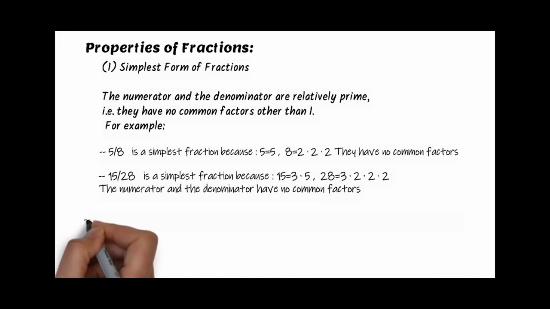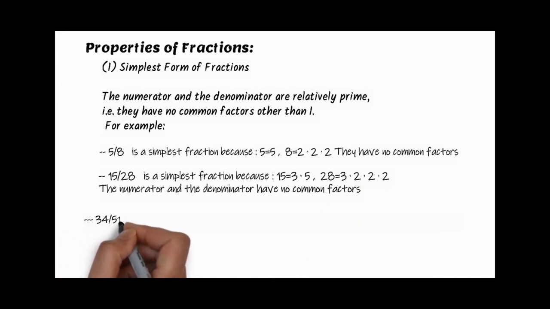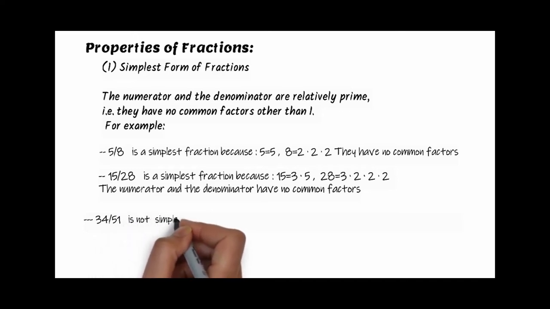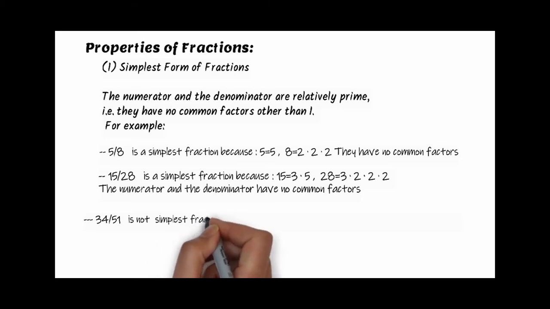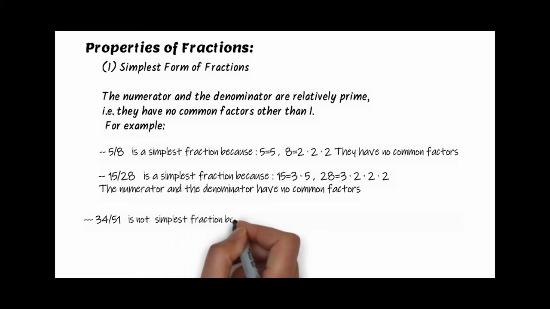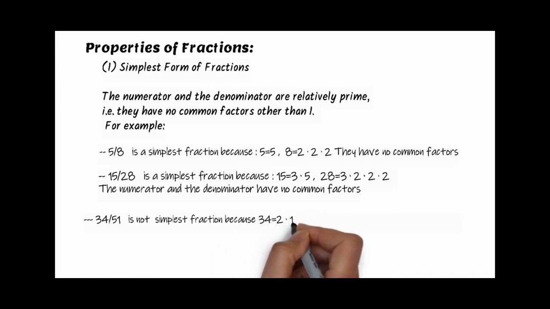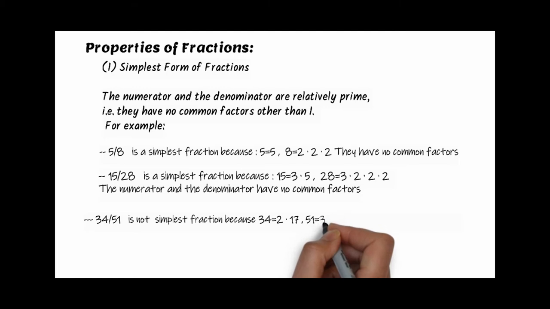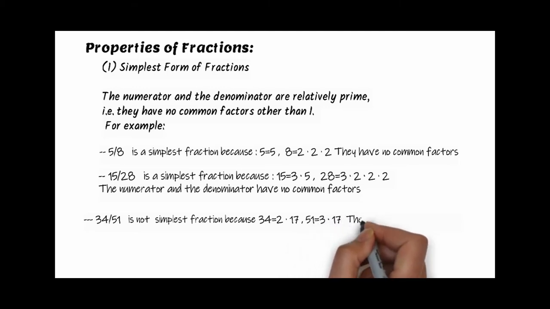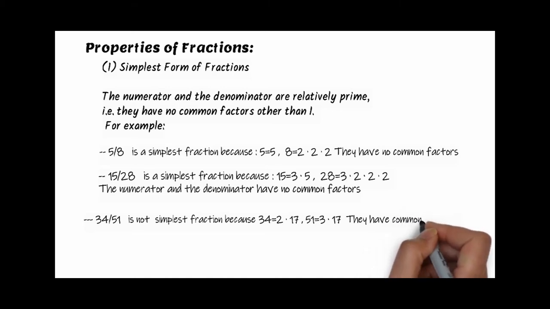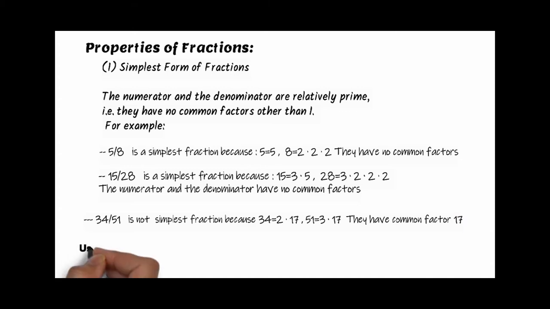Now let's look at an example where the fraction is not a simplest fraction. 34/51. We're going to use the same method. We're going to factor out 34, and then we're going to factor out 51. So 34 equals 2 times 17. 51 is equal to 3 times 17. So you probably already see, 34 and 51 do have a common factor, and that is 17. So that makes 34/51 not a simplest fraction.